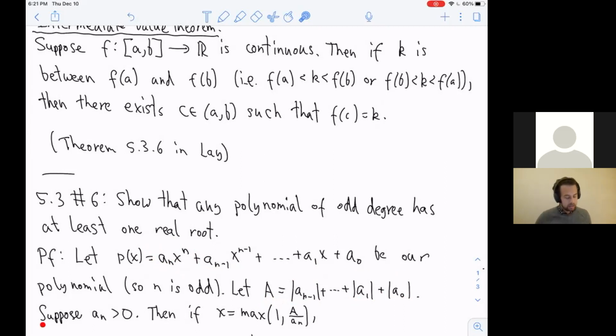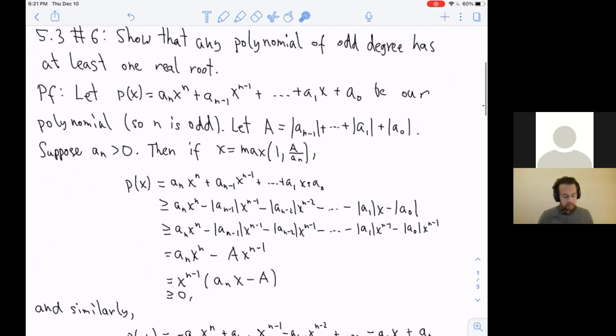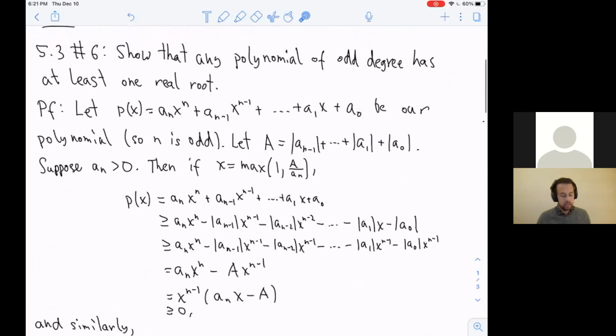So here's the idea. Suppose that a_n is greater than 0. It's either greater than 0 or less than 0, so we're going to do both cases. Then let's set x to be the maximum of 1 and capital A over a_n. You're going to see why in a second. We get this. I'm going to show here that p(x) is greater than or equal to 0. So how do we do that?